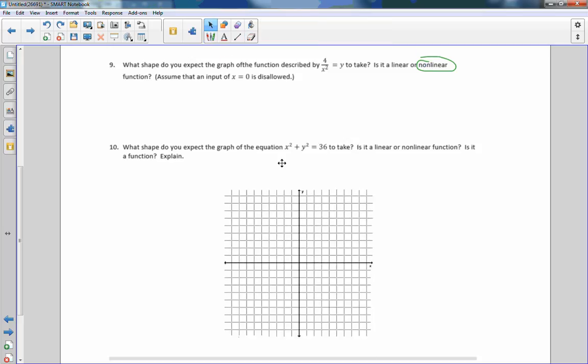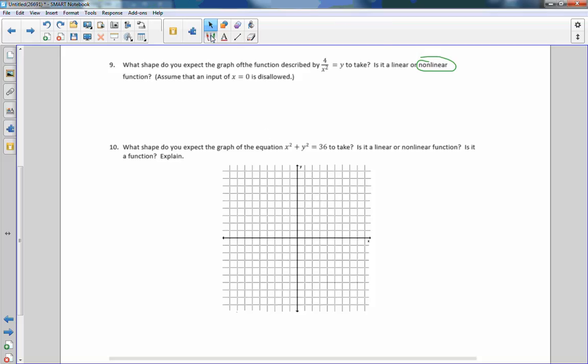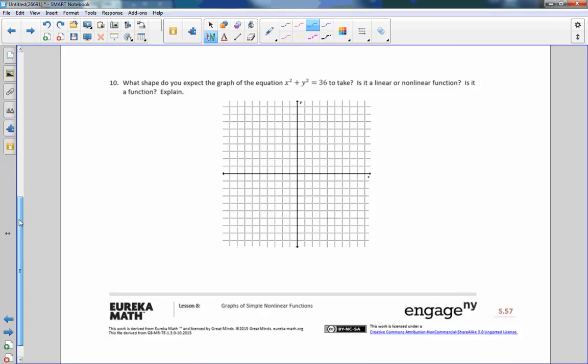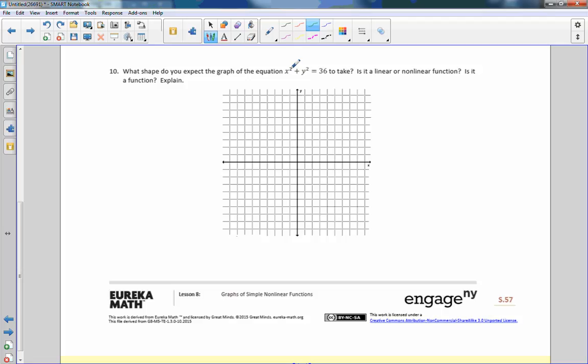Okay, and finally, the last one. Interesting, I like it. What shape do you expect this graph to be? X squared plus y squared equals 36. So I definitely know it's nonlinear. I know what it is because of what I do and what I've done, and I've already done other upper courses, so I know what this is a graph of. But let's take a look at it, and let's choose a bunch of values. X squared plus y squared equals 36. And I'm going to do an XY table.